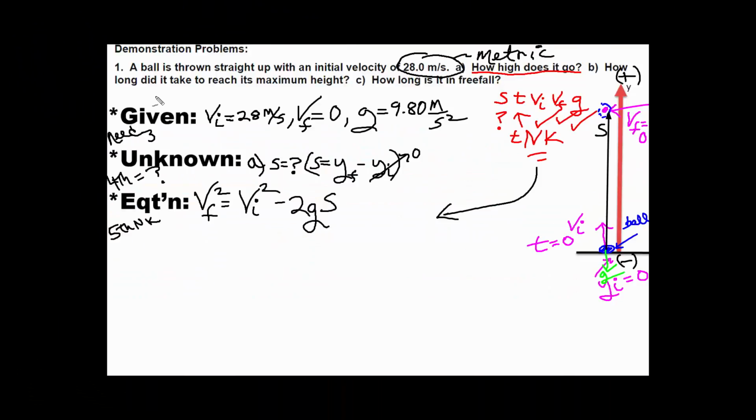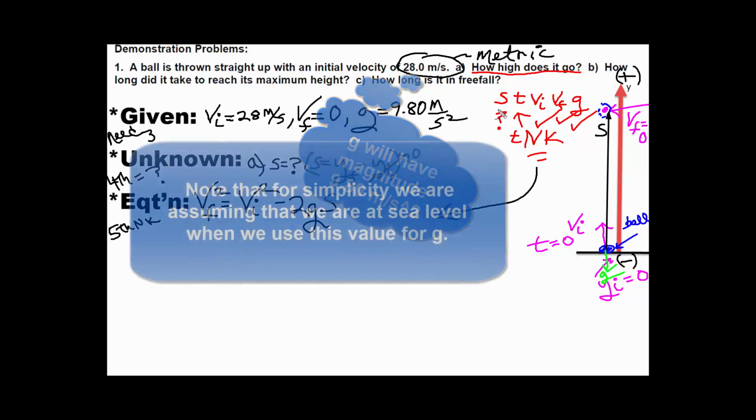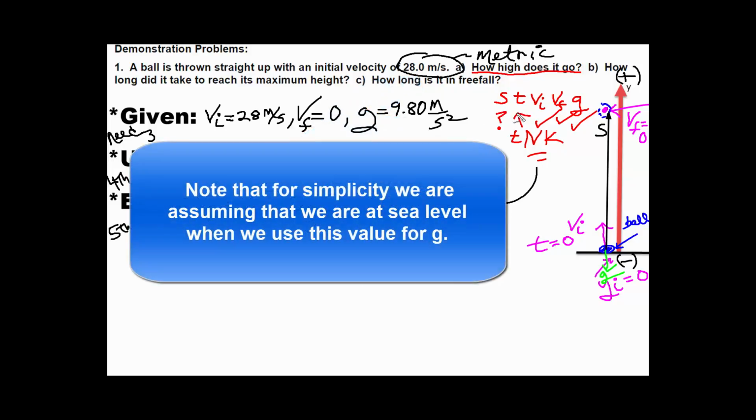Demonstration problem 1. A ball is thrown straight up with an initial velocity of 28 meters per second. We note that that's metric. Part A. How high does it go? Again, there are 5 things: S, the displacement, time, V initial, V final, and the acceleration, which becomes the acceleration of gravity, or G.